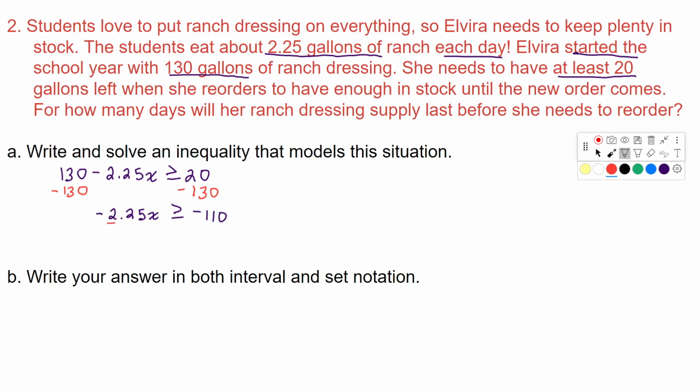Divide both sides by the negative 2.25, and this is when you need to remember something. When you multiply or divide by a negative value, that inequality has to reverse. So we have x is now less than or equal to, if I take negative 110 and divide it by negative 2.25, I get 48.9.